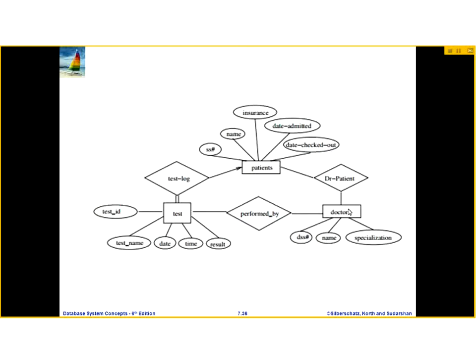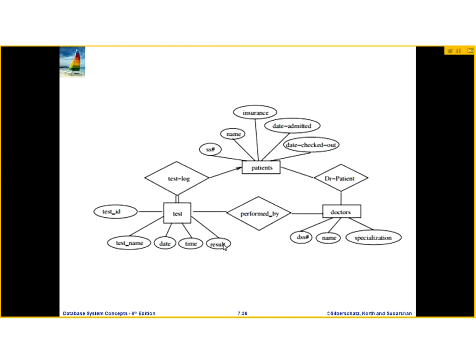And then we have to record certain details about doctor, like doctor ID, name, specialization. Then between patient and doctor, there is a doctor-patient relationship. So the relationship will be for all the treatments and all the services the doctor is providing to the patient. Then tests are performed by doctor. So the performed by relationship is between test and doctor. For test, you record test ID, test name, test date, time, and its result.